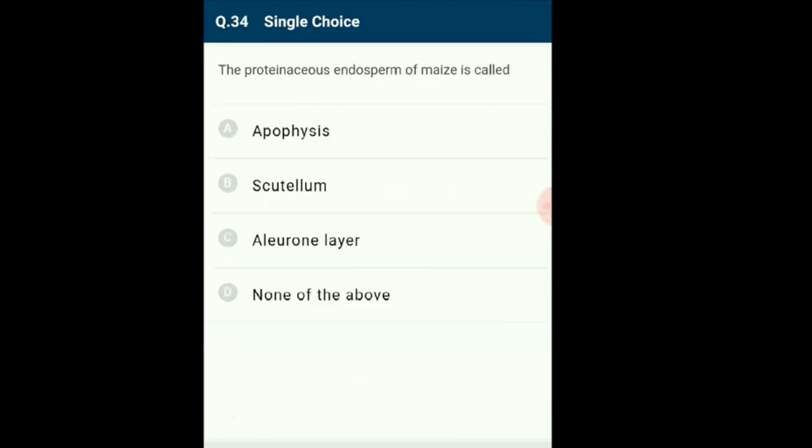Question number 34. The proteinaceous endosperm of maize is called... In maize endosperm, the outermost layer of endosperm cells becomes specialized and becomes rich in proteins. These enzymatic proteins cause breakdown of stored food in endosperm during germination and transfer it to the embryo. So the answer for this question is option C, aleurone layer.